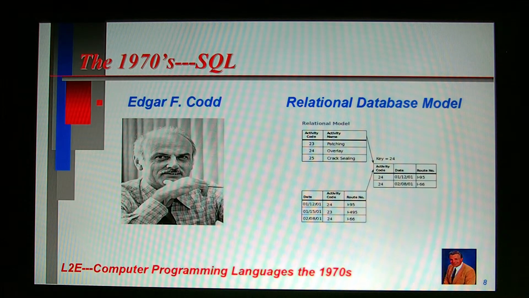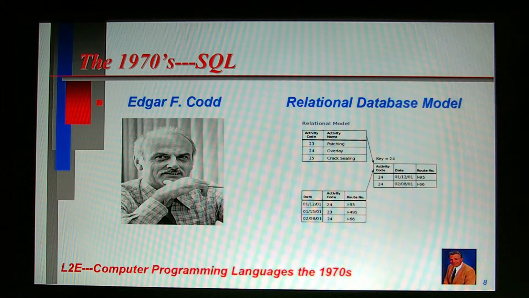In June 1979, Relational Software Inc. introduced the first commercially available implementation of SQL. This first commercial SQL implementation was called Oracle version 2. Oracle version 2 was targeted for Digital Equipment Corporation's VAX series of computers.